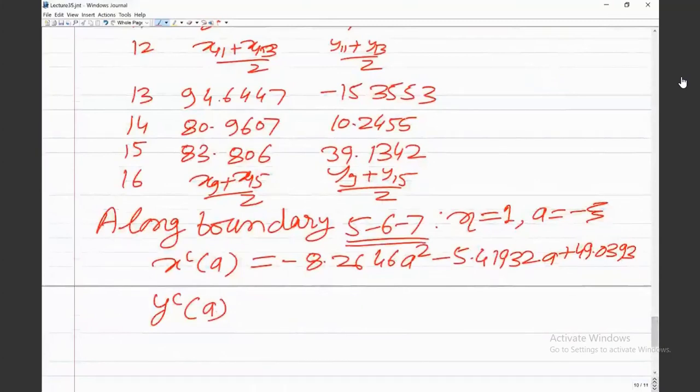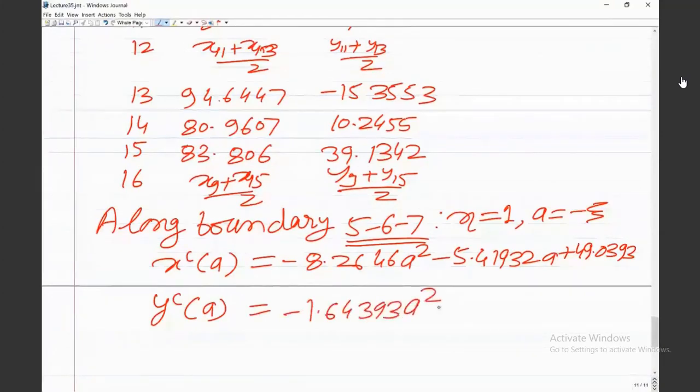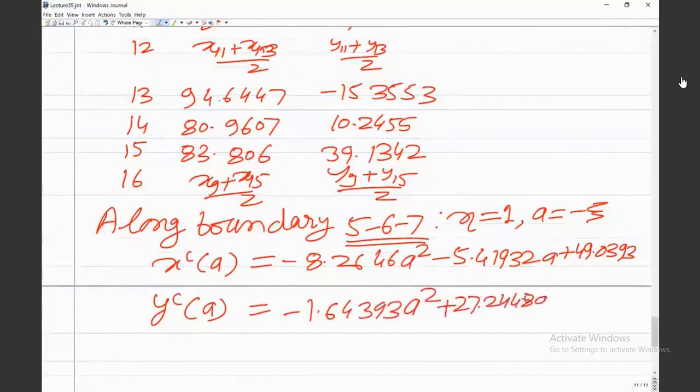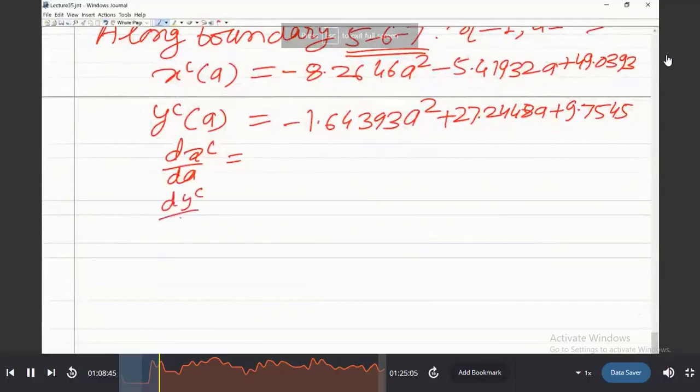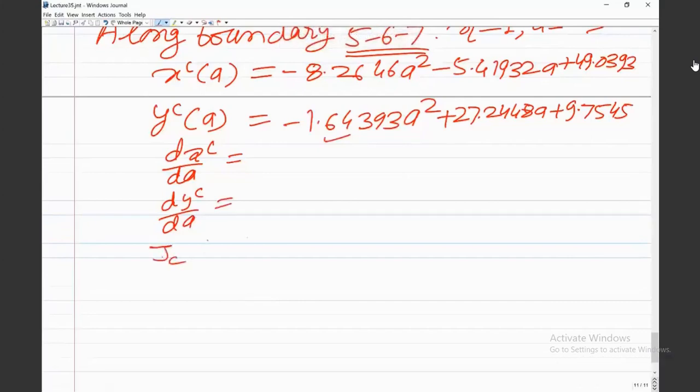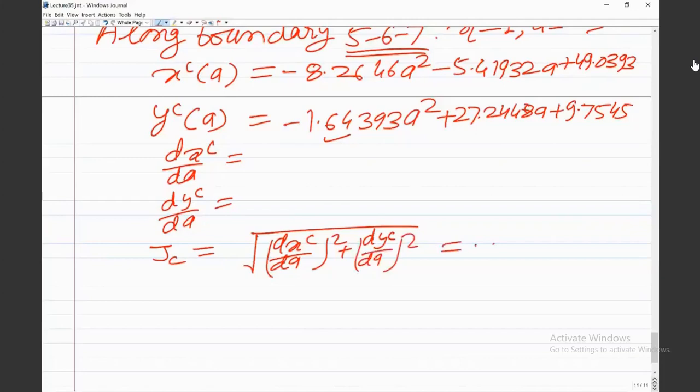And similarly yc of A on that edge. This edge we are talking about, this edge. yc of A comes out as minus 1.64393 A square plus 27.2448 A plus 9.7545. That is how yc of A is coming out. So now once you have got these values, if you want to get the normal to the contactor body, you calculate dxc by dA, you differentiate and get the values, you get dyc by dA. Then calculate the magnitude. Let us say I am denoting that as jc, and that you will calculate as dxc by dA whole square plus dyc by dA whole square. So you calculate this, you will get the value for this. Then finally you will see where the formula we have already written.